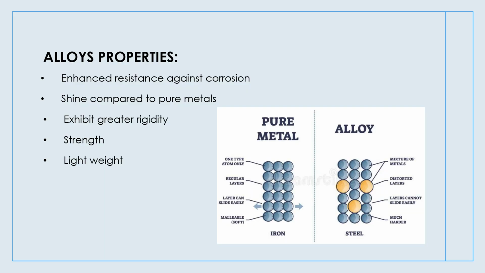This is also a pictorial representation. Here you can see that you have a pure metal, that is iron, in which you have a uniform layering of the iron atoms. Iron itself is soft, but when you mix it with another element and make it an alloy, for example, here we have used the alloy of iron, that is steel. Now it is a mixture, and when it is in the form of an alloy, from soft it becomes harder. It has greater rigidity, better strength, light in weight. Also, it has enhanced resistance against corrosion.